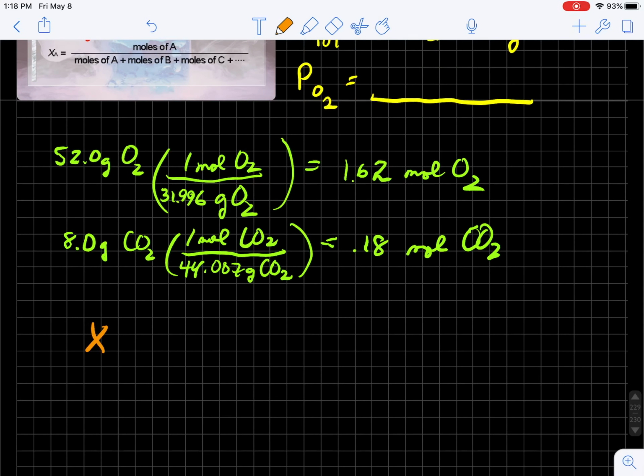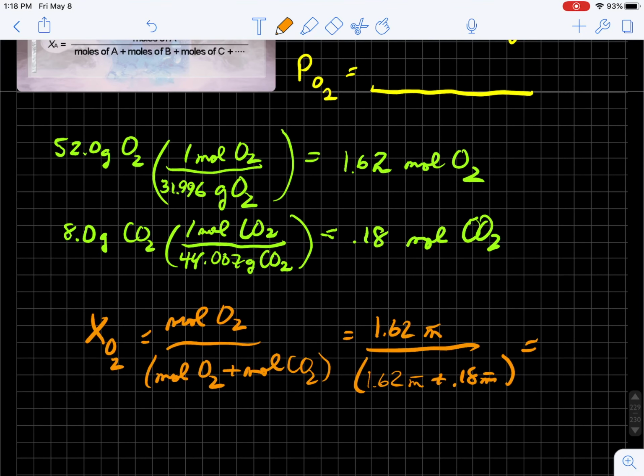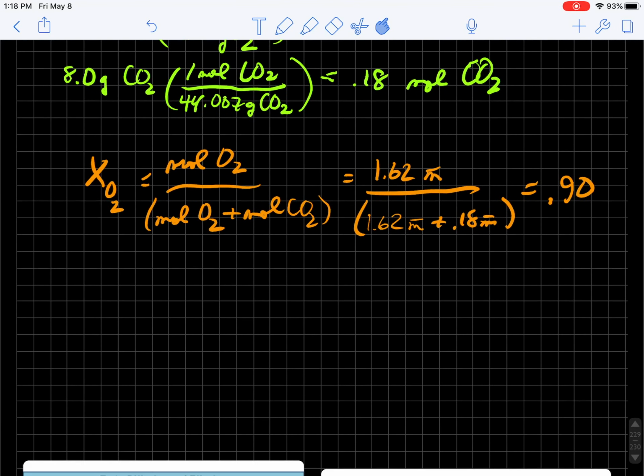All right, so now we can do mole fraction. The mole fraction of oxygen is equal to moles of oxygen divided by total moles in the mixture, so moles of oxygen plus moles of carbon dioxide. We substitute in, and we get 1.62 divided by 1.8. We get a mole fraction of 0.90.